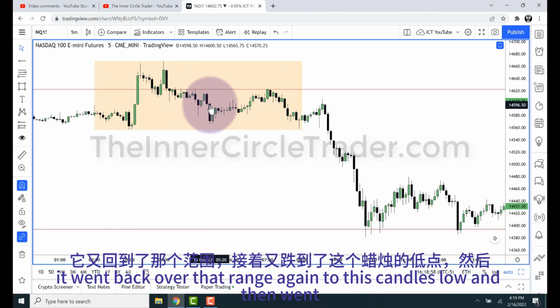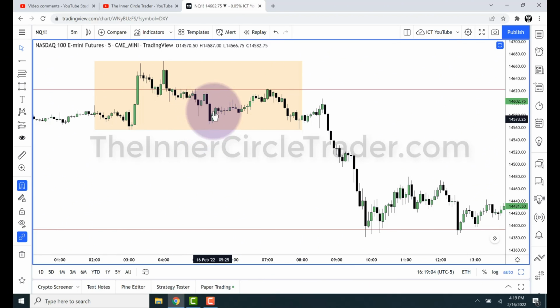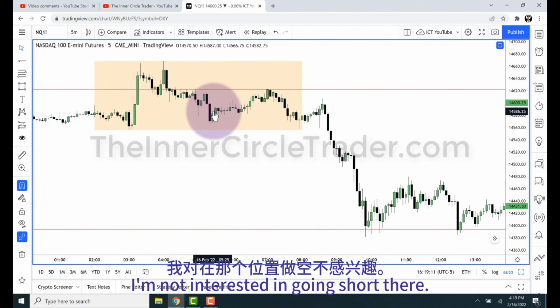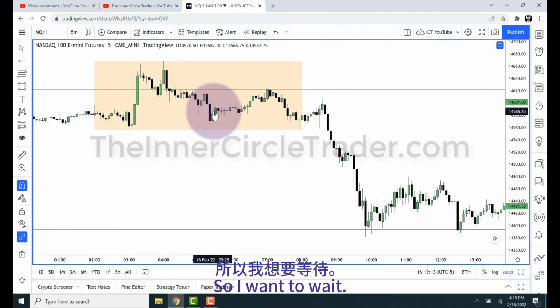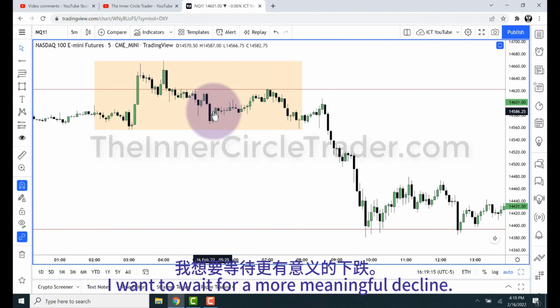Then on this candle, it went back over that range again to this candle's low, and then went down again. Then what? Coming back up, what's it going to do? Consolidate or reverse. I'm not interested in going short there. So I want to wait. I want to wait for a more meaningful decline.